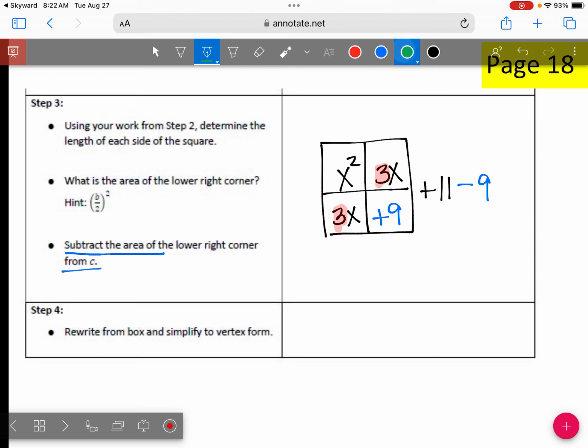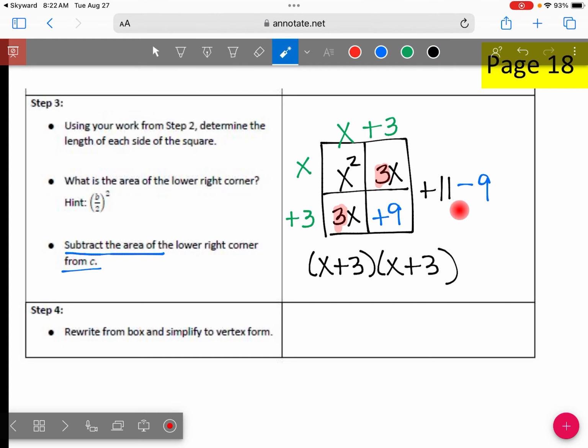When you're completing the square, we're always going to take out an x, and then we're always going to take out this number. So if it's a positive 3, I'm going to take out an x plus 3 here and an x plus 3 here. So what we have is x plus 3 times x plus 3, and then pick up your calculators and type this in to see what you get.